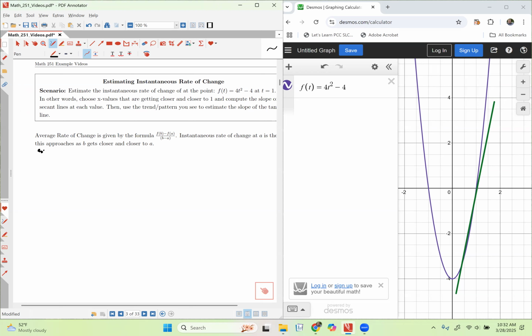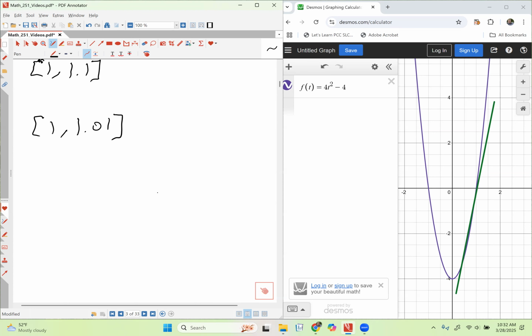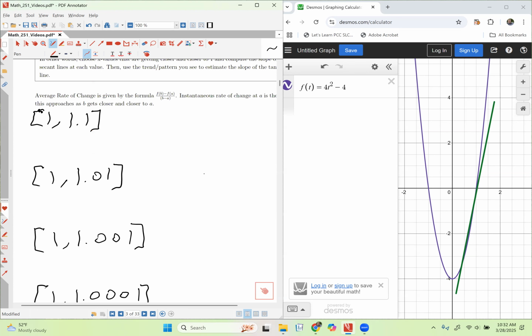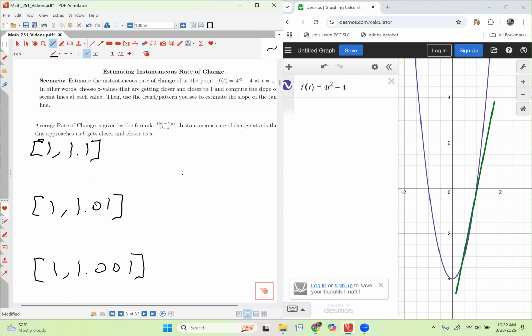So perhaps I'm looking from 1 to 1.1. Let's look at 1 to 1.01. And I'm going to find the slope between these points. Let's say I have 1 and 1.001. And then we'll do one more. We might find that we need to do more than this, but this is a start. I'm getting really, really close to 1 to try to find a line that touches at 1, or at least really close to it.